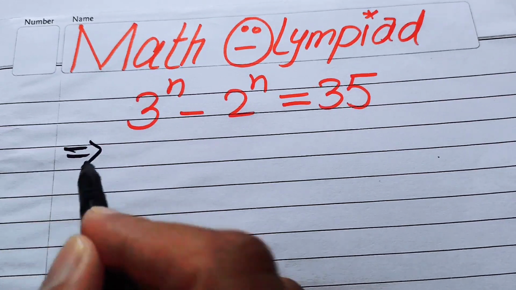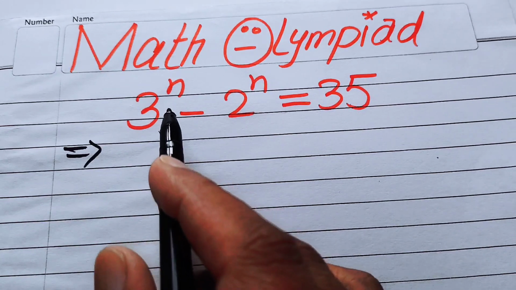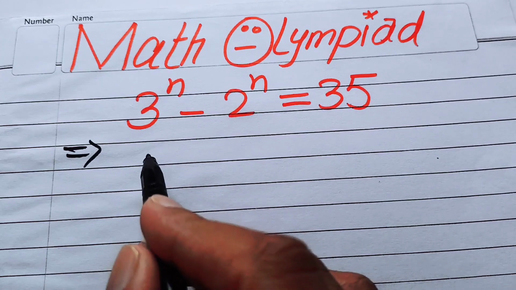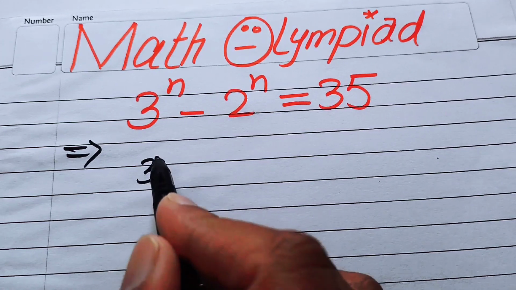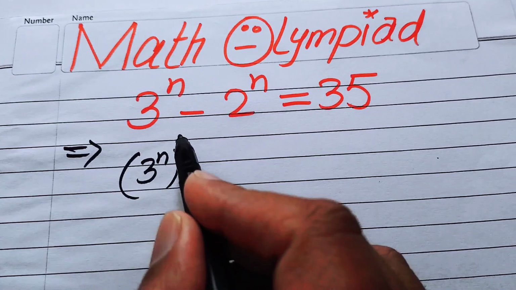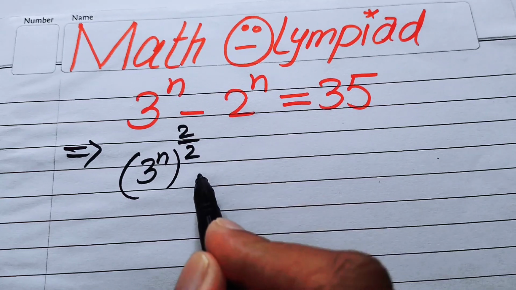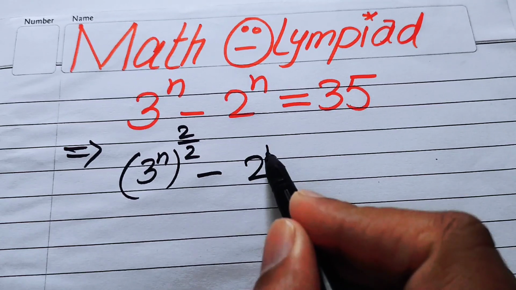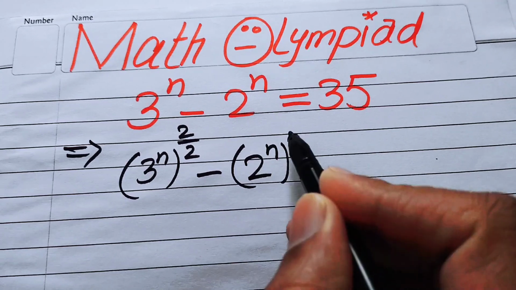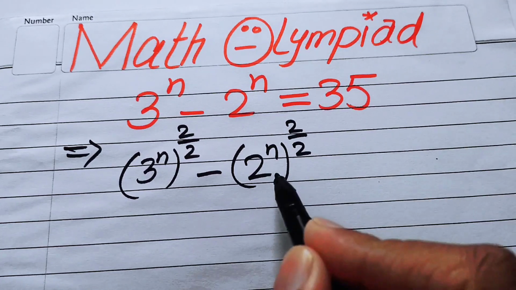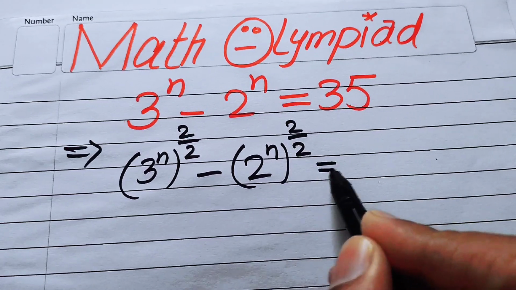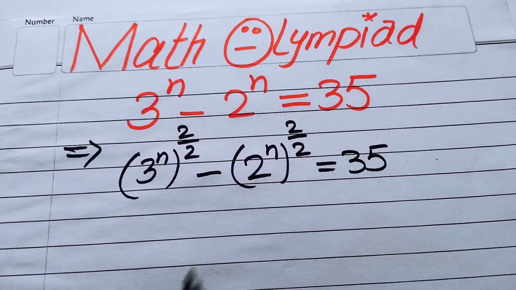here we have 3 to the power of n, so we will multiply and divide its exponent by 2. So we write (3 to the power of n) to the power of 2 over 2, minus, similarly we will multiply and divide this exponent by 2, and you get (2 to the power of n) to the power of 2 over 2, equals 35.